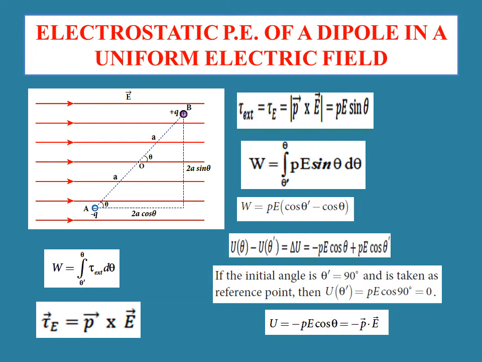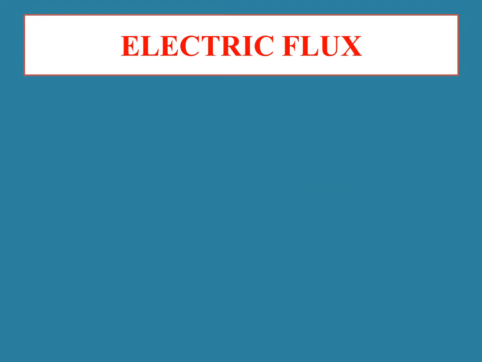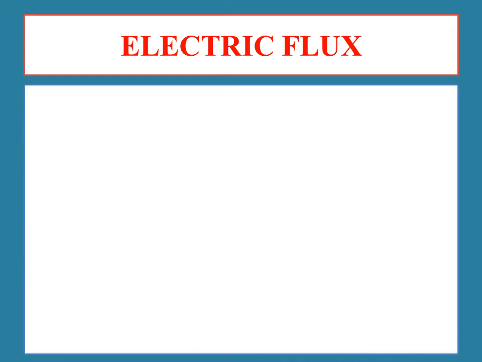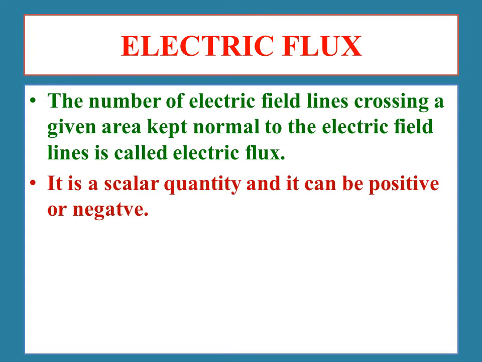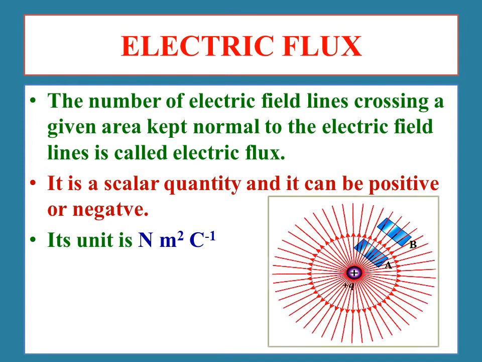The next one is electric flux. You know what is electric flux. Now, in order to understand Gauss law, we should know what is electric flux. Electric flux is nothing but the number of electric field lines crossing a given area kept normal to the electric field lines. It is represented as psi, and it's a scalar quantity. It can be positive or negative. Its unit is Newton meter squared per coulomb.